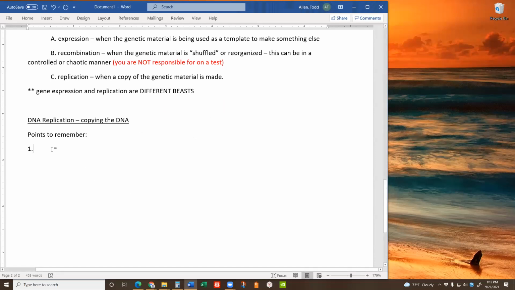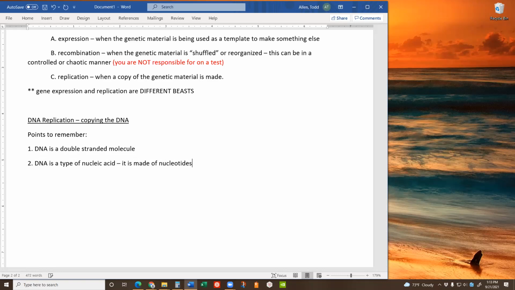The first thing is that you appreciate that DNA is a double-stranded molecule. That should not be a surprise, but you might remember that RNA tends to be a single-stranded molecule. DNA is a type of nucleic acid. It is made of nucleotides, right? DNA is made of nucleotides, okay?